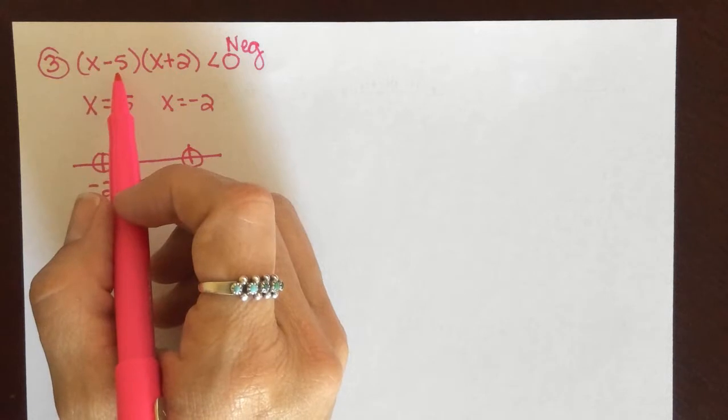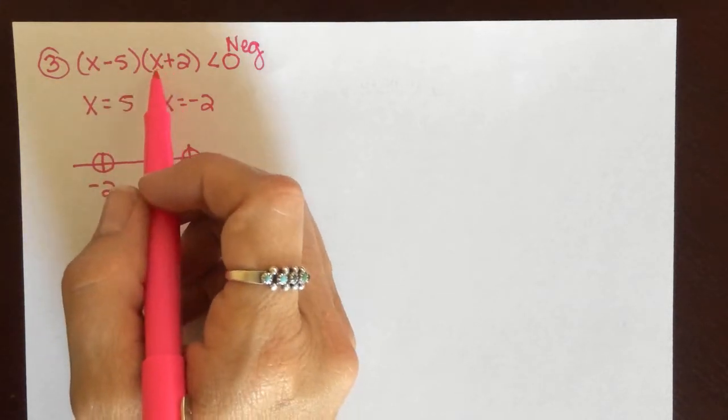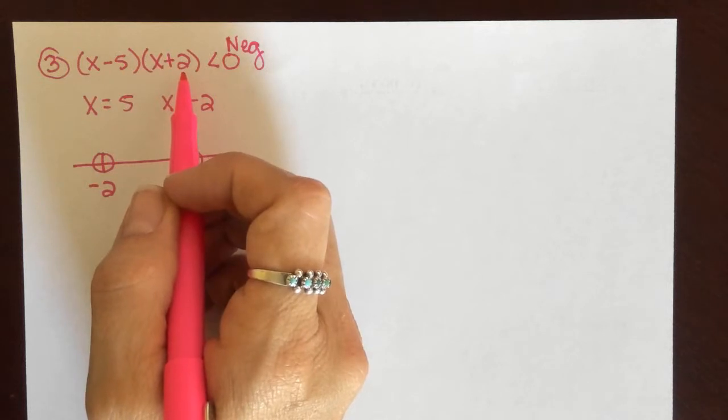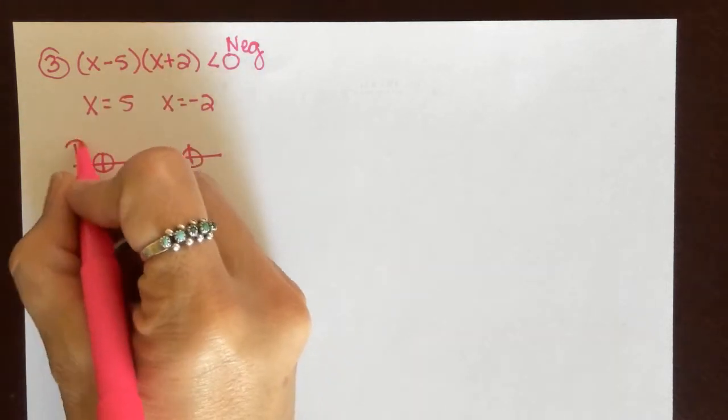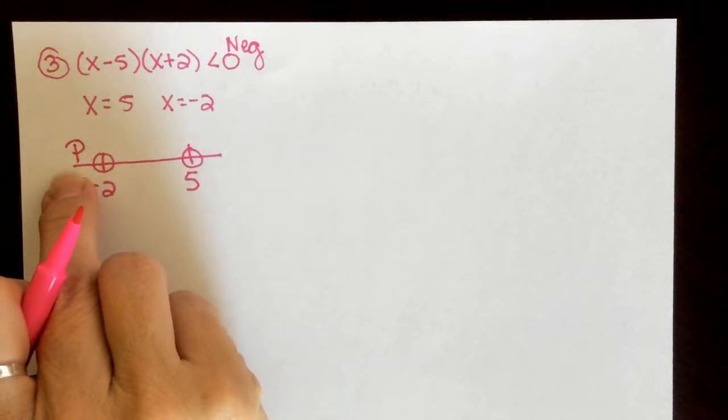Negative 3 minus 5 is going to be negative 8. Negative 3 plus 2 is going to be negative 1. Negative 8 times negative 1 is going to give me a positive answer. So I'm not going to shade that spot.